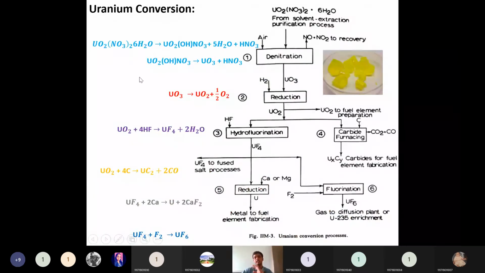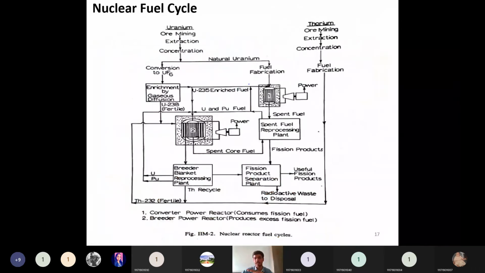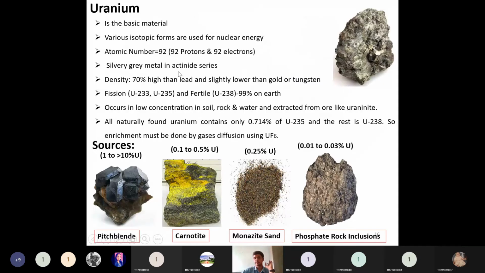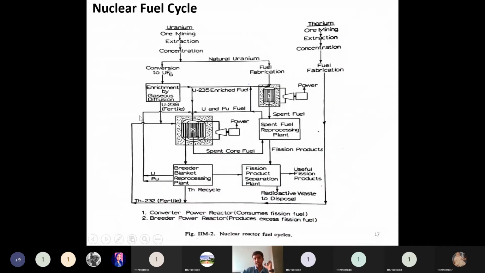The next process is an important process, which is the next question. These are the three questions. First one: explain in detail about the nuclear fuel cycle or nuclear fuel reactor cycle. Then you have to draw this flow sheet and explain the sources of uranium. Then you have to explain each and every step, what is going on inside. It is clearly written in the notebook.